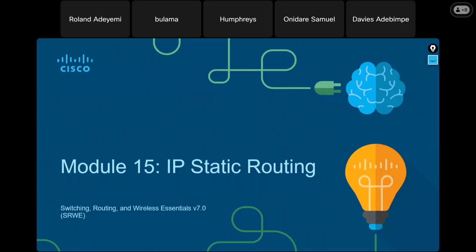I laid the foundation in the last class about routing in general, or the routing concept. And don't forget, we talked about dynamic routing protocols, and we also have static routing protocols. So today we're going to be talking about static routing protocols, and we're also going to do the configurations of the static routing protocols.